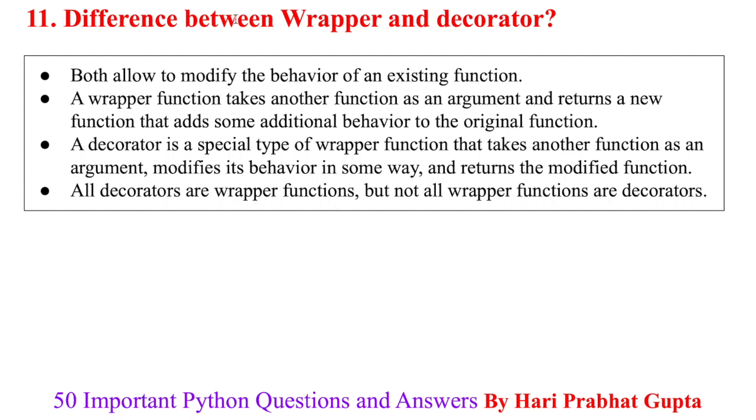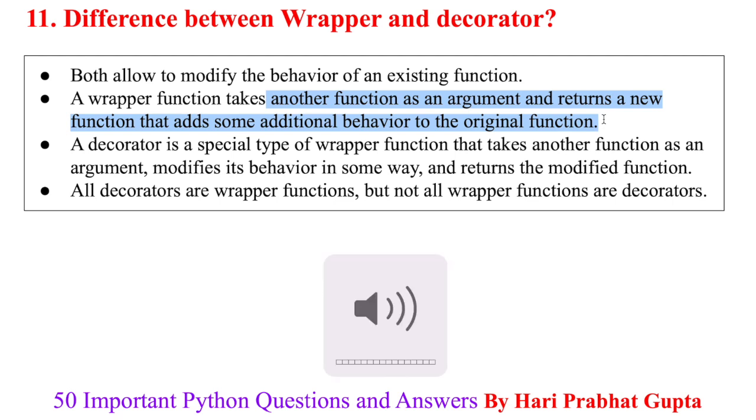What is the difference between the wrapper and the decorator function in Python programming? Both the wrapper and the decorator function in Python programming are used to modify the behavior of an existing function, but they differ in how they act. A wrapper function is a function that takes another function as an argument and returns a new function that adds some functionality to the original function.